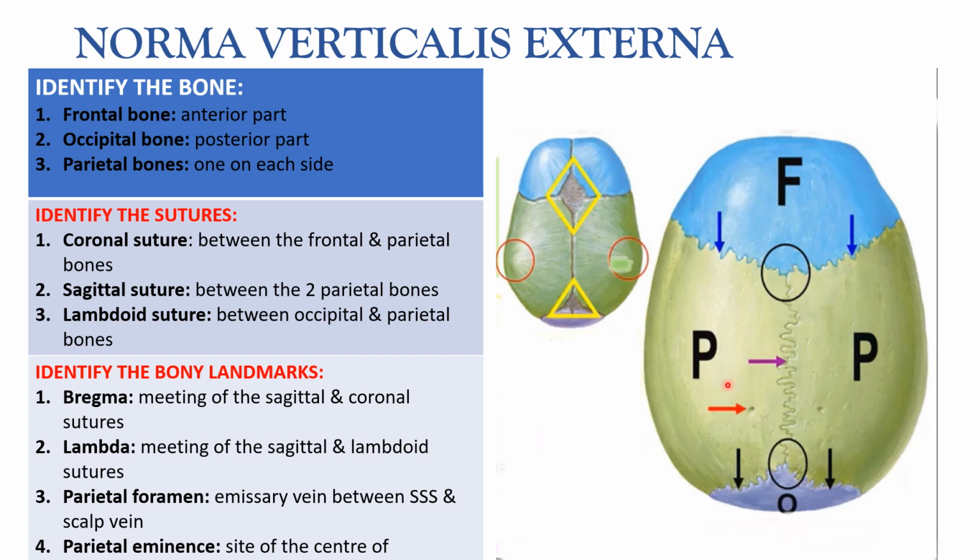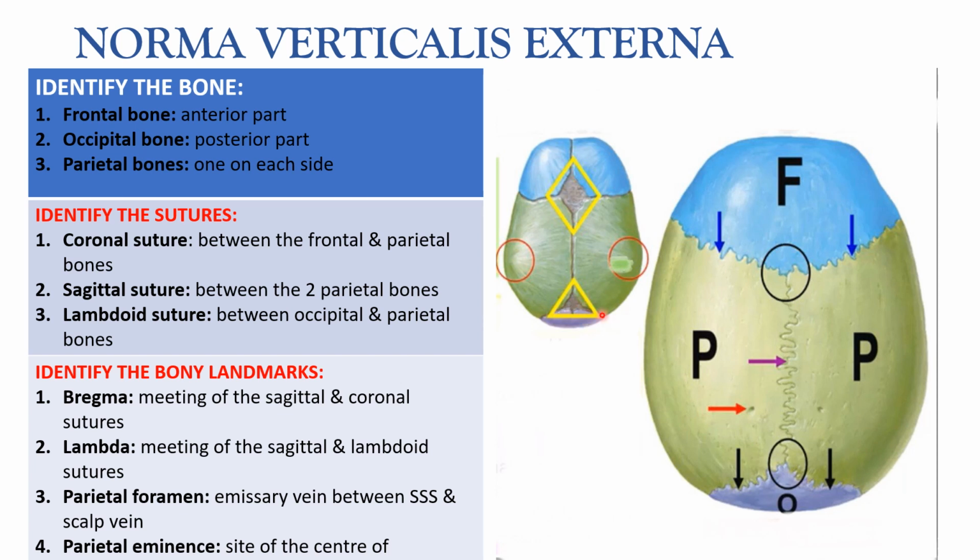Now it's important to note that the lambda, between the sagittal and the lambdoid, in the infant is related to the posterior fontanelle. It has a triangular shape. Posterior fontanelle, between the parietal bone and the occipital bone, usually closes at 6 months. It's important to note that.